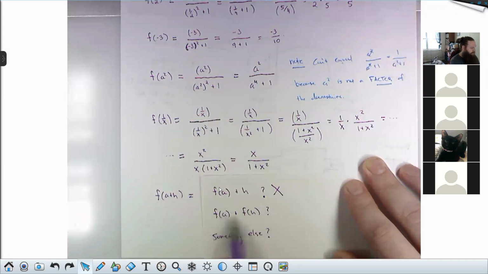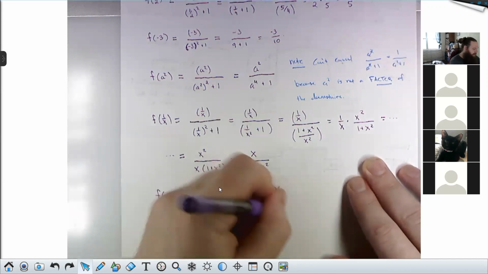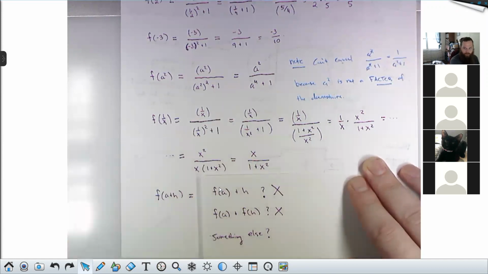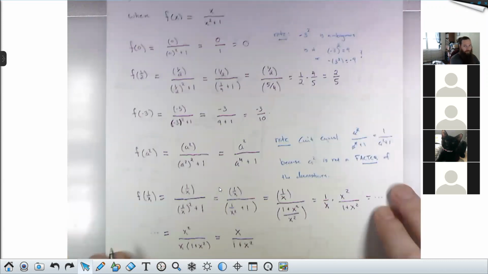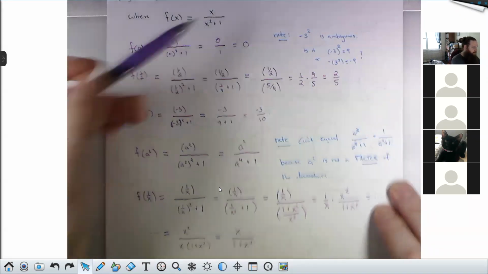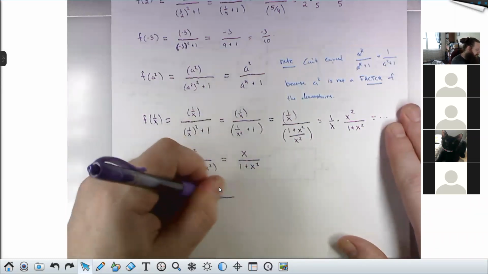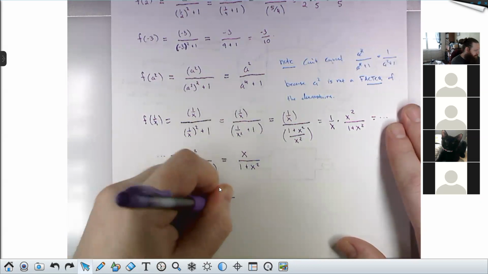Okay, what about the second one? Here the h is on the inside of the function f, just like over here. Is this equal to this? No. Again, no. There are some functions for which this is true. Those are a special family of linear functions, but in general, definitely no. So f of a plus h is something else. What is that something else? Well, I'm going to take my formula for f, and everywhere there's an x, I'm going to write parentheses a plus h. So that's parentheses a plus h over parentheses a plus h squared plus 1.